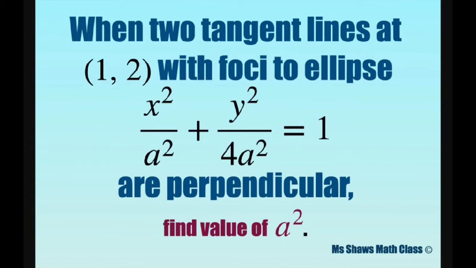Hi everyone. When two tangent lines at the point (1, 2) with foci to the ellipse x squared divided by a squared plus y squared divided by 4a squared equals 1, and the two tangent lines are perpendicular at this point, we're going to find the value of a squared.